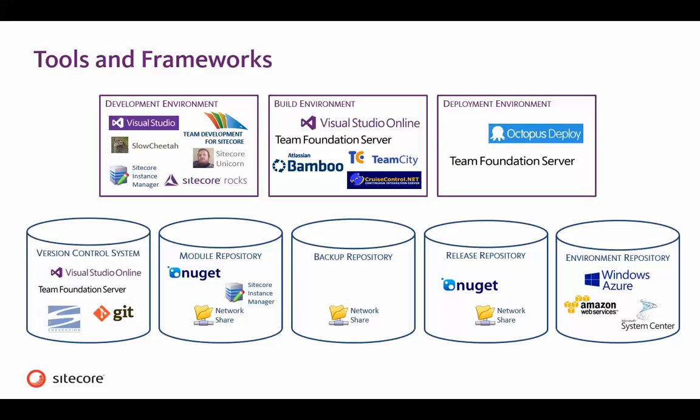Backup repository, network share is a good bet. Just putting the databases on a network somewhere. Release repositories. Some of the tools like Octopus Deploy use NuGet to handle the different releases. Team Foundation Server obviously will put the releases in its own repository, but you could also just keep it in a network share. Environment repository.